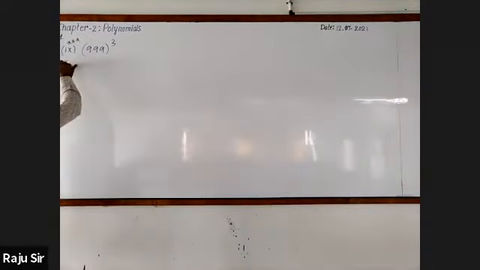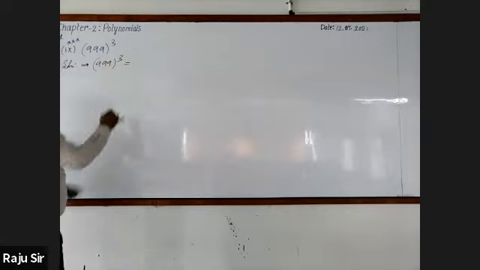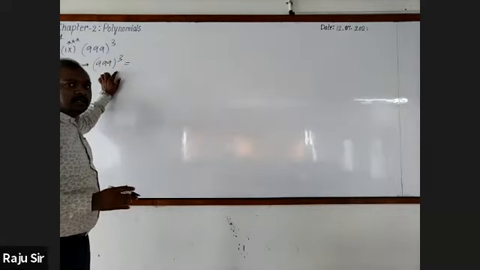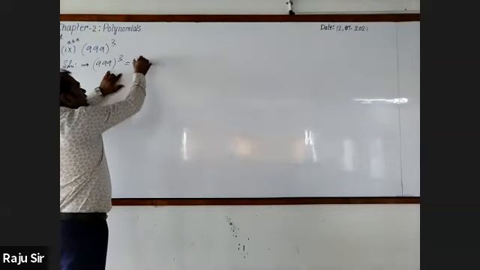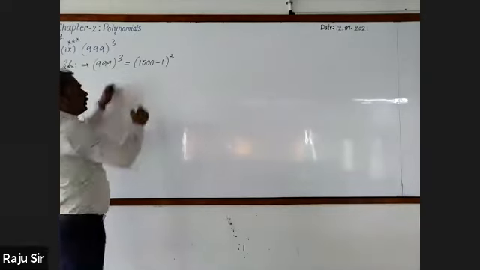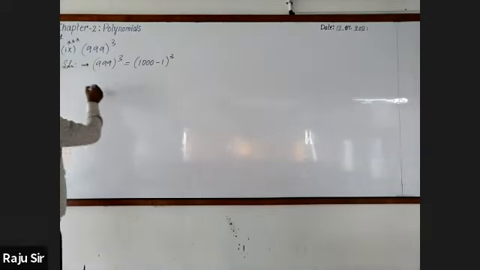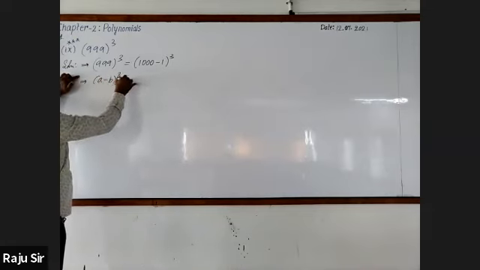This is 999 whole cube. This number 999 is very close to 1000. Therefore, I write it as 1000 minus 1 whole cube. And it is of the form A minus B whole cube.